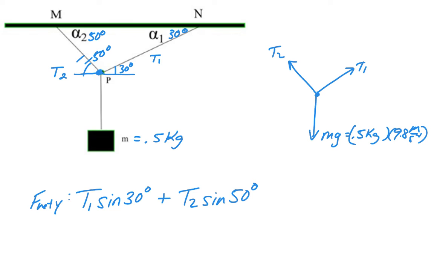So I've got T1 times the sine of 30 plus T2 times the sine of 50 degrees, and that's going to be positive as well because T2 is acting up. And then I've got a third force acting in the y, and it's this force of gravity, and it's all in the y, so I already know the component because the entire force is acting in the y direction. I can do a little mental math, and I know that 0.5 times 9.8 is simply 4.9 newtons. So adding up all of those forces comes to 0.